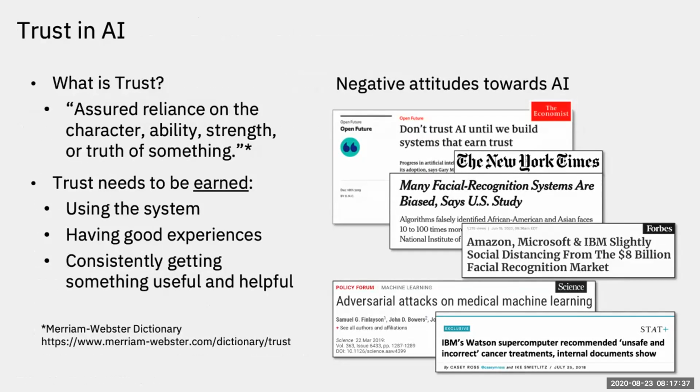However, we have even more work to do since we need to also overcome the existing negative attitudes towards AI in the popular press. Here are some recent headlines that illustrate some of the trust issues that we face. The Economist has a story that says, "Don't trust AI until we build systems that earn trust." The New York Times reports that many facial recognition systems are biased. Recently, large technology companies such as Amazon, Microsoft, and IBM are slightly social distancing from the $8 billion facial recognition market, as reported in Forbes.